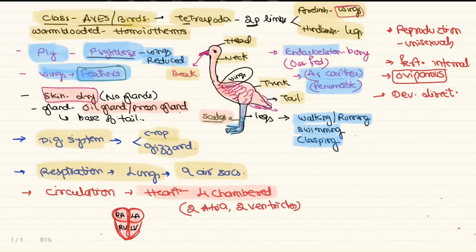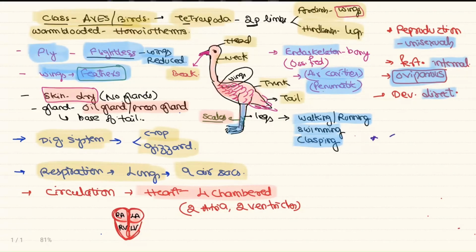Function of the legs, as we have seen: walking, running, swimming, and even holding the branches of the tree, called clasping. Reproduction as usual. Sexual, unisexual animals are present here. Complete internal fertilization and all are egg layers, called oviparous. Development is direct. So these are the basic characteristics we find in the case of the Aves or the birds.